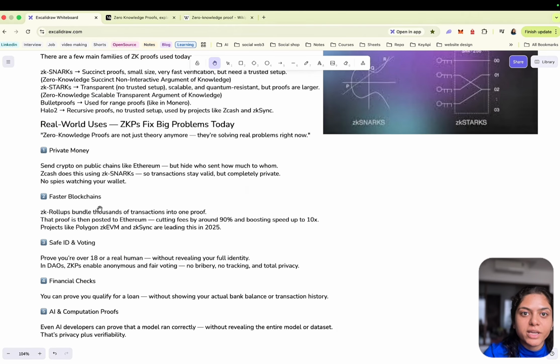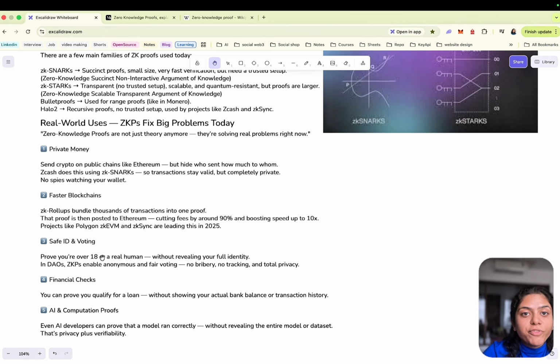So with zk-Rollups the blockchain becomes faster, making transactions at higher speeds, and projects like Polygon zkEVM and zkSync are leading here in zk-Rollups. And the third is safe ID and voting.